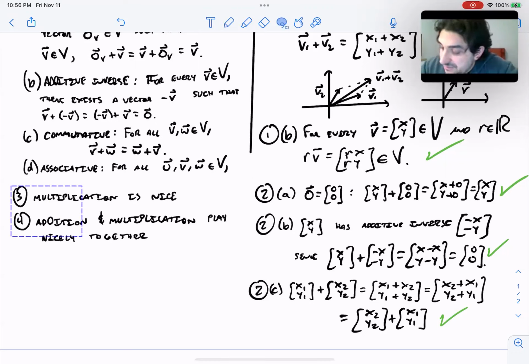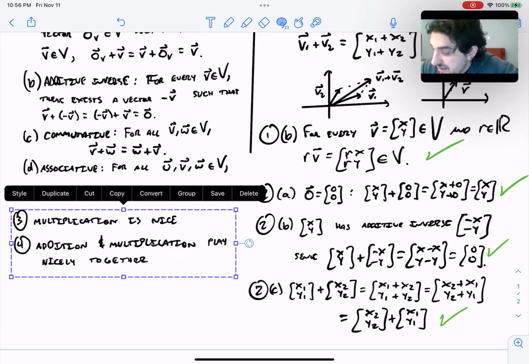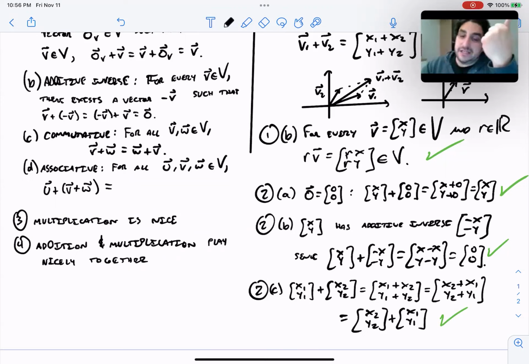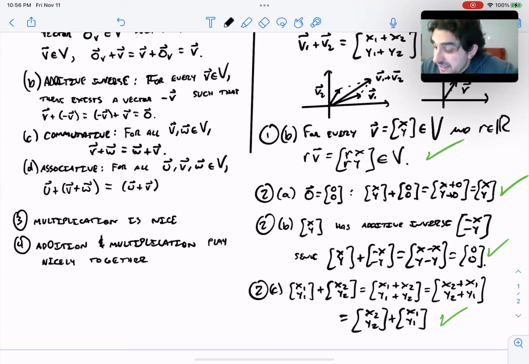Then what has to be the case? Well, we have to have that u plus v plus w, right? If you add the three vectors by first adding up v and w and then tacking a u on, that has to be the same as if you first add up the u and the v and then tack the w on after the fact, right?